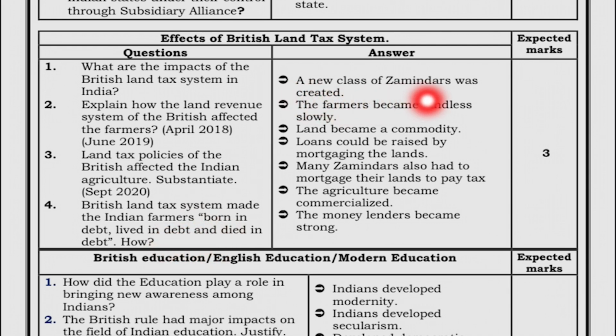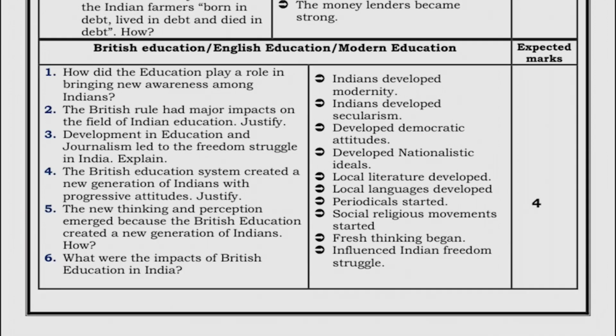A new class of zamindars was created. The farmers became landless slowly. Land became a commodity. Loans could be raised by mortgaging the lands. Many zamindars also had to mortgage their lands to pay tax. Agriculture became commercialized. The money lenders became strong. So these are the points which will support your answers. We can expect this for 3 marks, any of these questions.